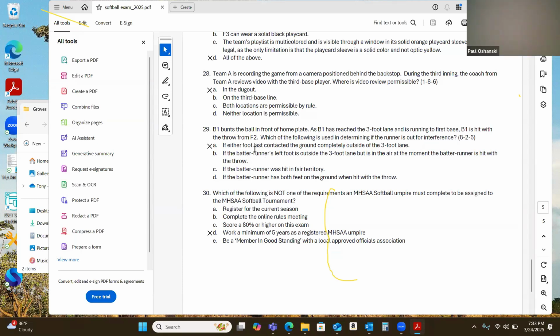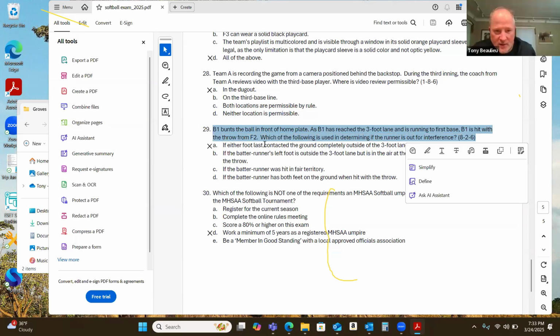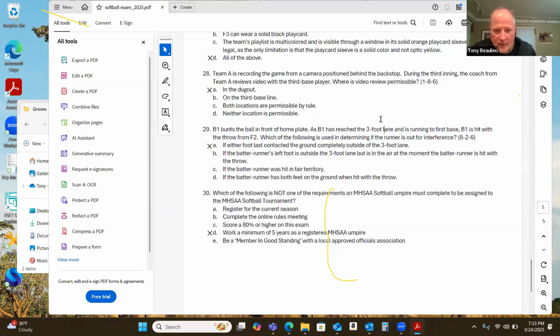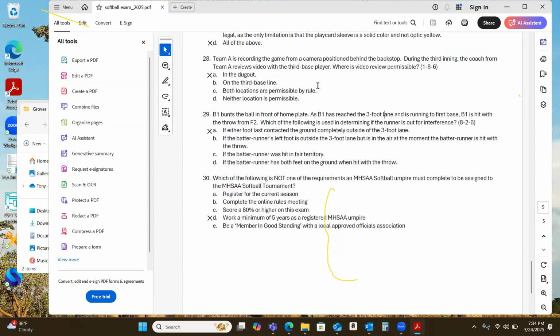Page 64, Rule 8-2-6. It's the only time the throw has to be made. Okay, then I stand corrected. And I appreciate that because I am not a rules expert. I'm just running the meeting. So if either foot last contacted the ground completely outside the running lane and there was a throw, then the answer is A.